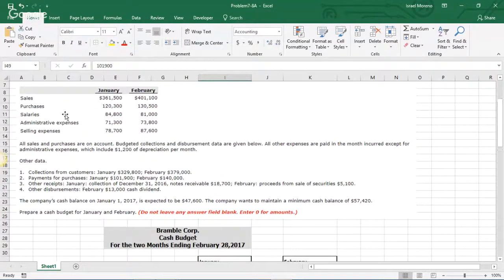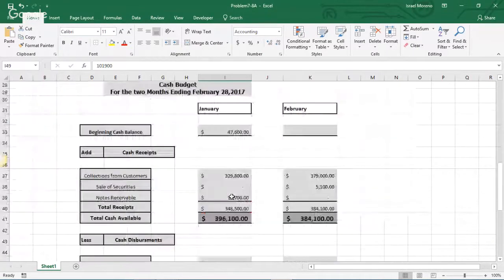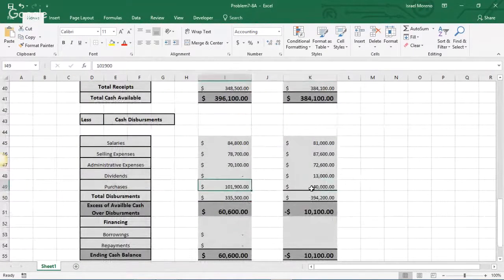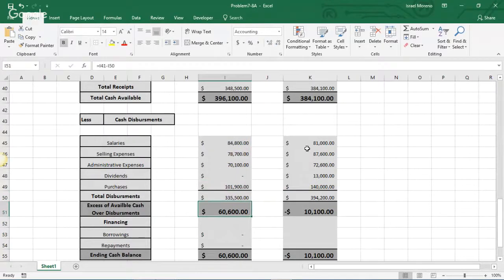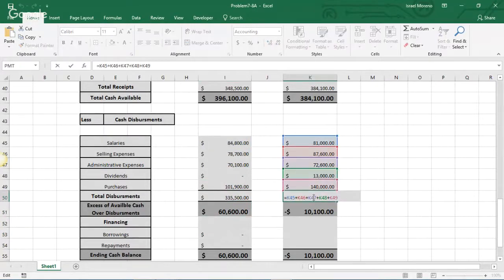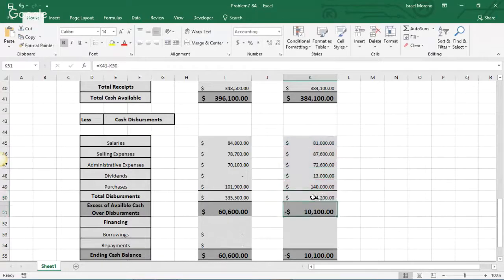Purchases. Remember, we're not going to use purchases on here because those are on account. We're just gonna get the payments for purchases, which you have for January and for February on number 2. That's how I got these numbers. So now you add all of the disbursements for January. That's how you get the total disbursements for January, and total disbursements for February. You do the same thing.